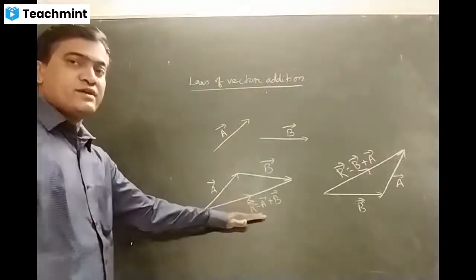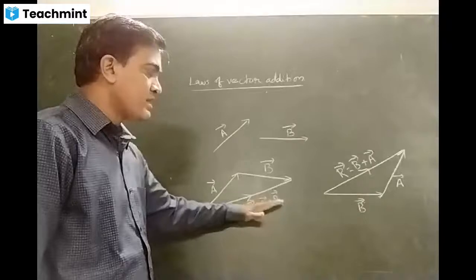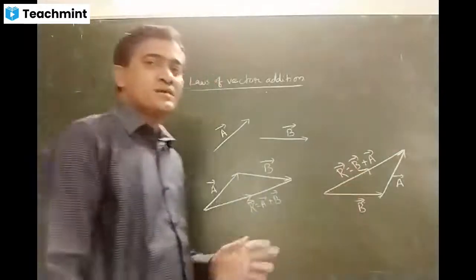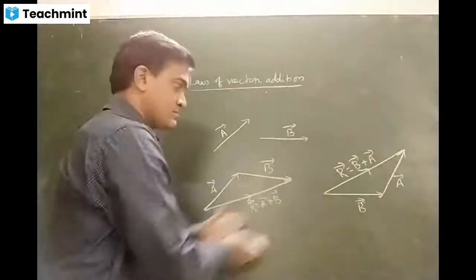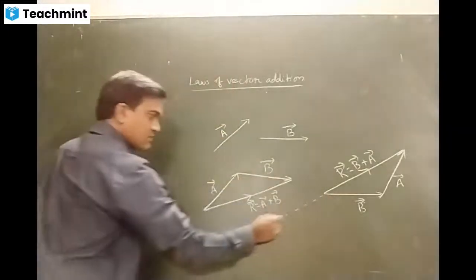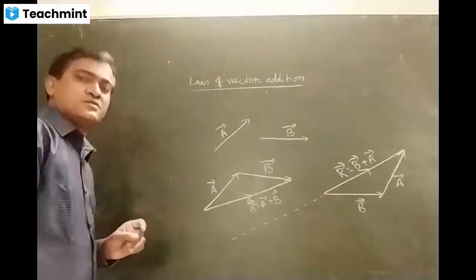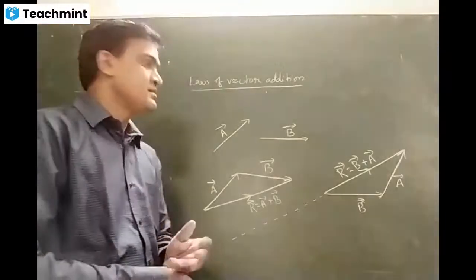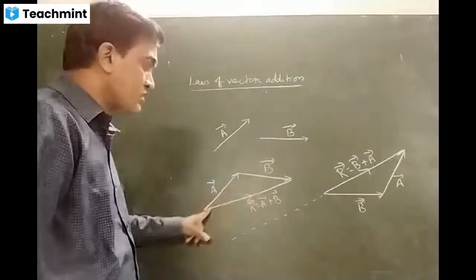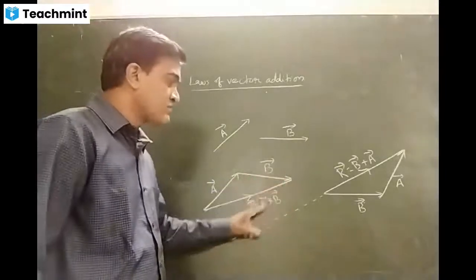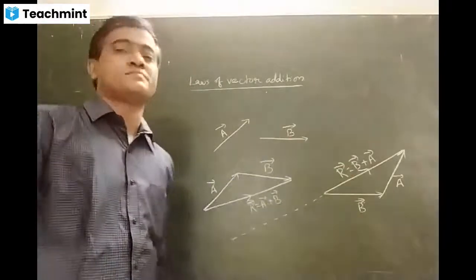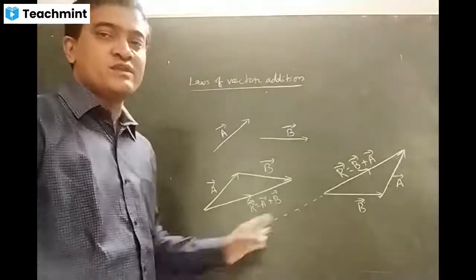They coincide. In the first case, R bar is equal to A bar plus B bar, and in the second case, R bar is equal to B bar plus A bar. Are they parallel? Yes, sir, they are parallel. That means I can say that A bar plus B bar, of course, one more thing, the magnitude of A bar plus B bar is the same as the magnitude of B bar plus A bar. The length will remain the same.